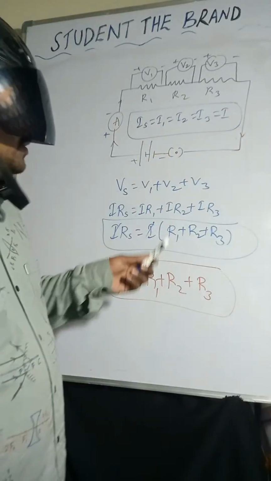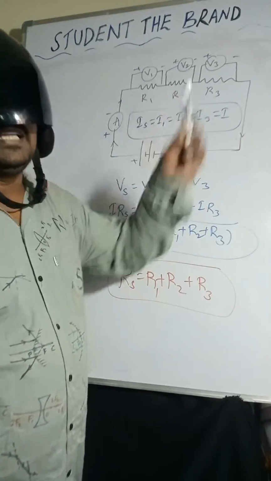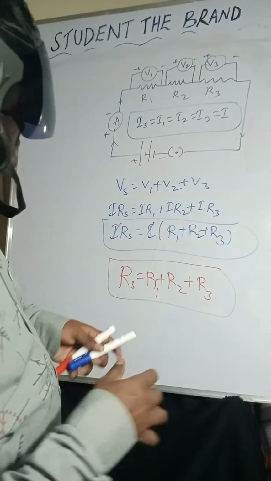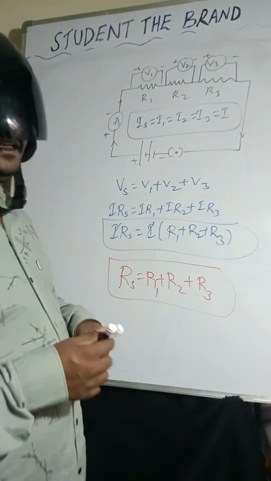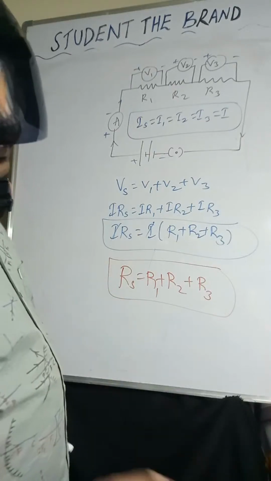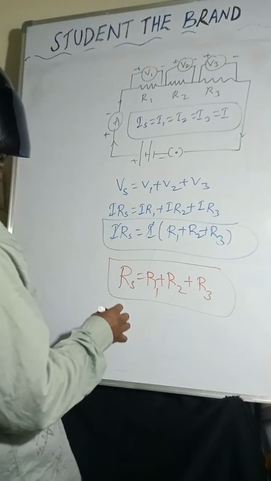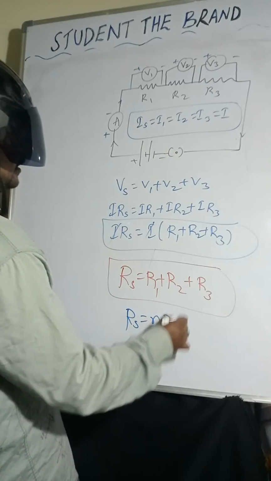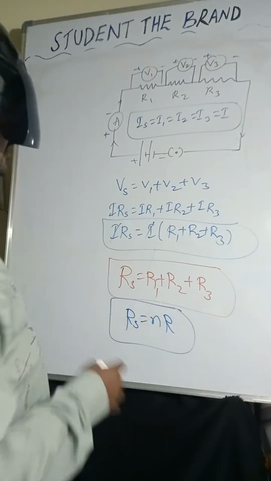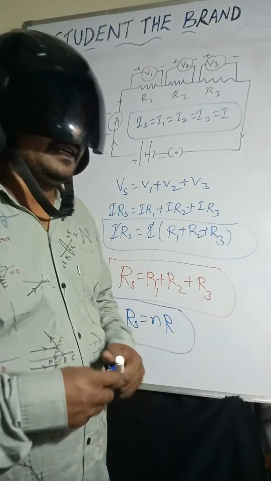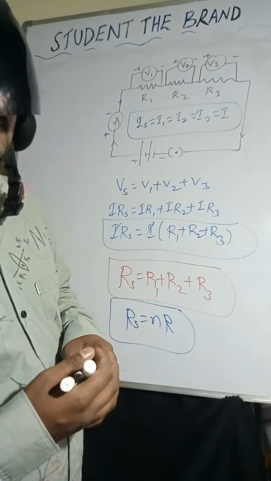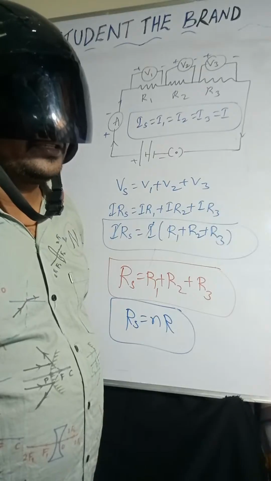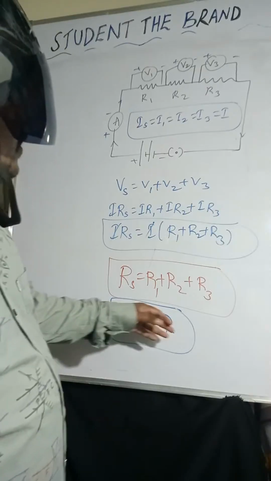So Rs equals R1 plus R2 plus R3. I hope it is very clear. If n number of resistors are connected in series combination, Rs equals nR.